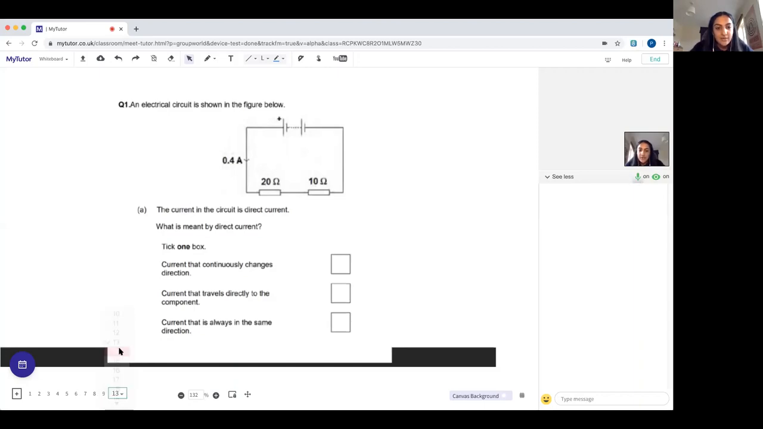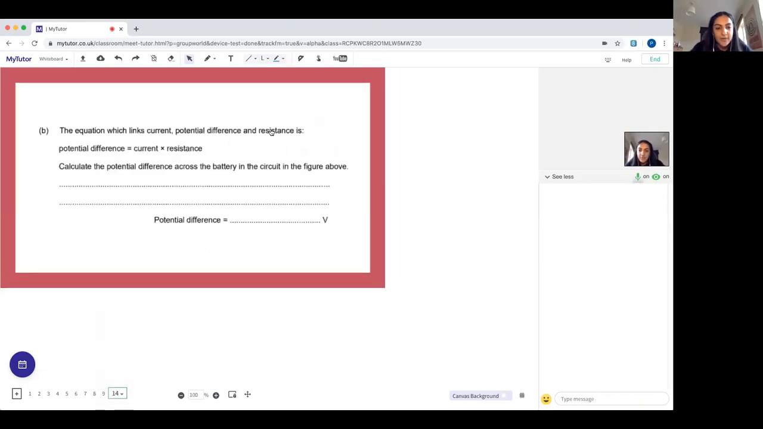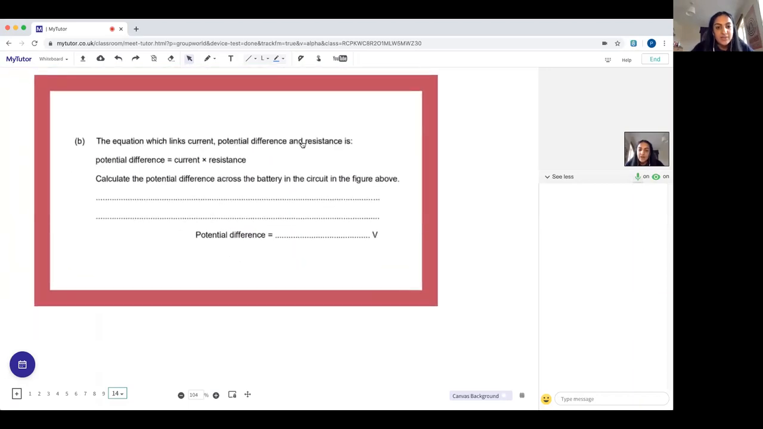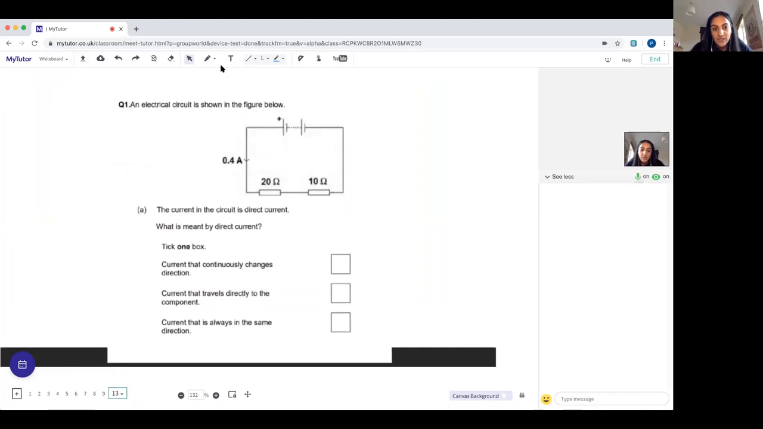Okay, so I think we have time for one last question. The equation that links current, potential difference, and resistance is potential difference equals current times resistance. I think I've said that a million times. It's V equals IR, okay? So they want you to calculate the potential difference across the battery in the circuit. So if we go back to the circuit, we want to find voltage.